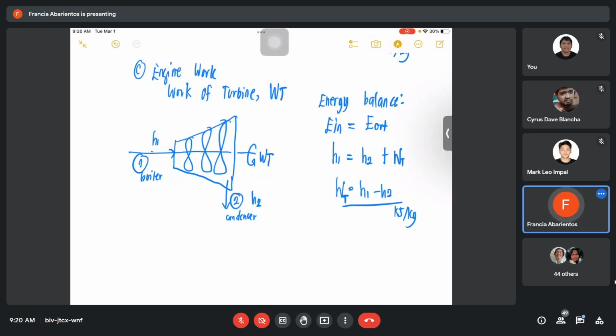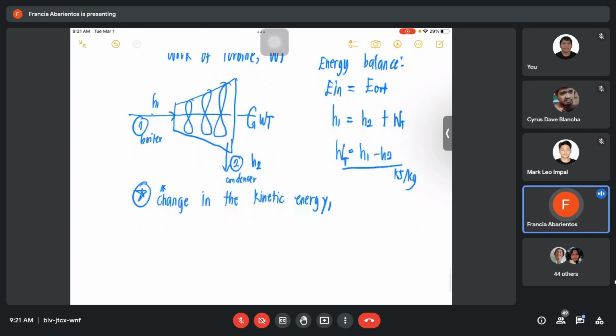In the work of the turbine class, pag sinabi na may change in kinetic energy, okay? Pag binigay sa atin na may change in kinetic energy, we need to compute for that. So, entering H1 plus the kinetic energy at point 1, dadagdag lang natin siya kasi may leaving energy naman siya. Plus the work of the turbine. So, in computing for that, we have the work of the turbine, H1 minus H2 plus kinetic energy at point 1 minus kinetic energy at point 2.